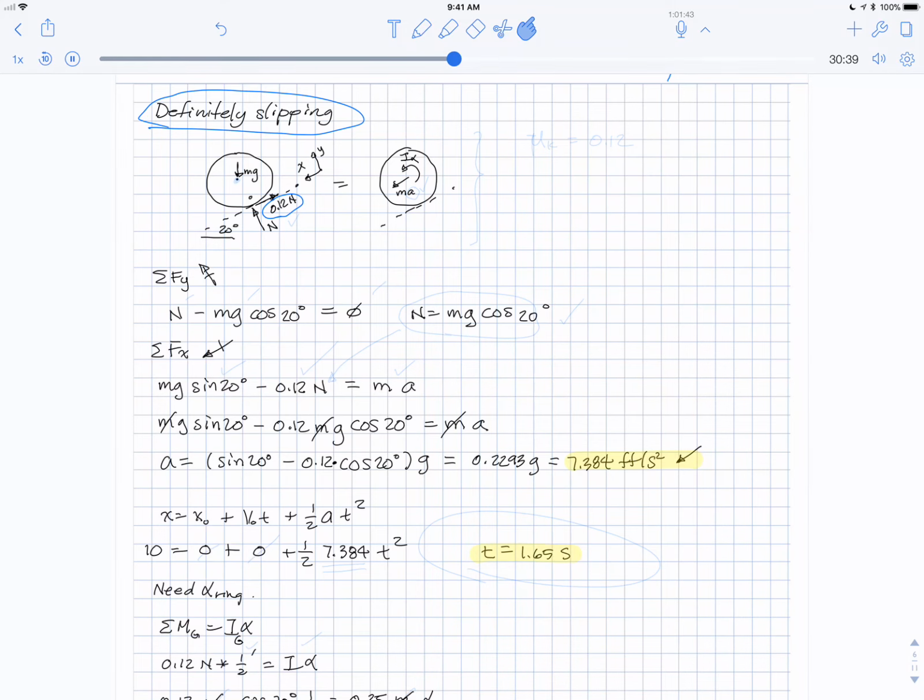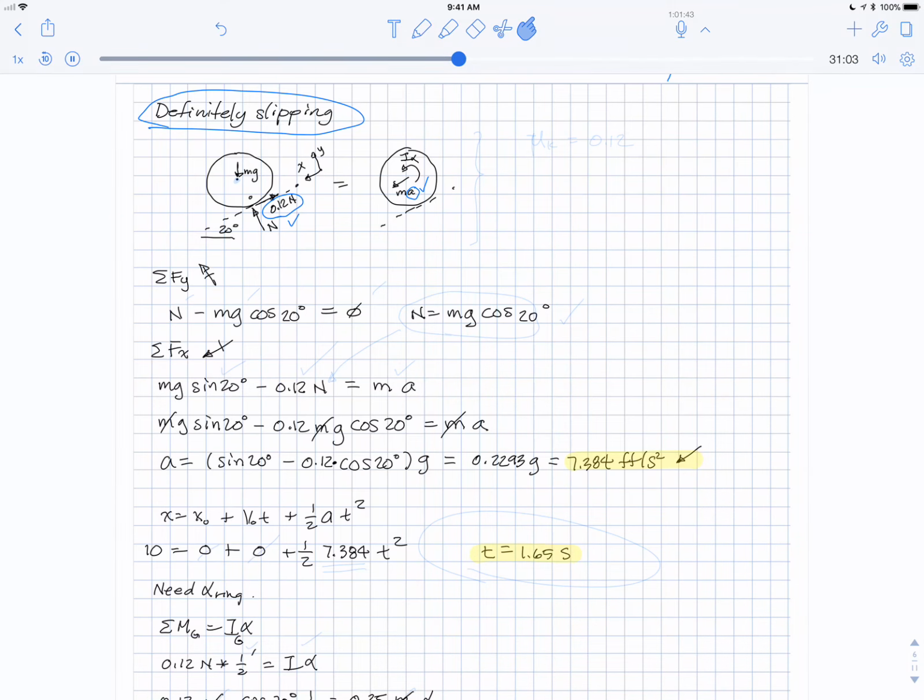It's 0.12 N. And the other thing is we can no longer say that A is R times alpha. That's the new unknown. So basically we're swapping unknowns. This used to be unknown, the friction force, but now it's known. The A used to be known as R alpha, but now this is unknown. Okay, so let's keep going.